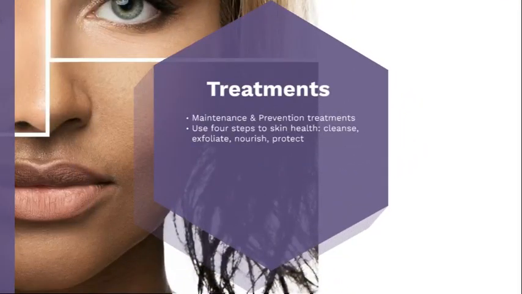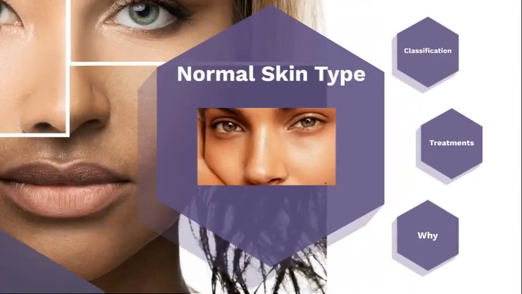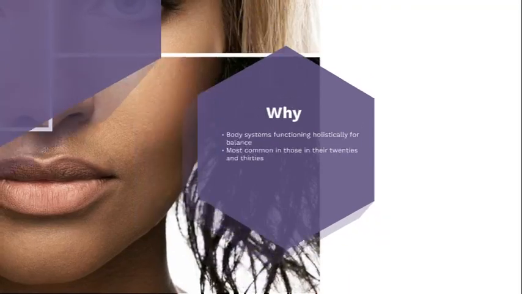For your treatment, you want to do a maintenance and prevention treatment. Remember, a treatment for maintenance and prevention. Basically, you want to cleanse, exfoliate, nourish, and protect that skin. And remember, we also said as the client ages, you want to start adding some additional things to help maintain that skin for your client. Why? Because body systems function holistically for balance, most common in those in their 20s and 30s.